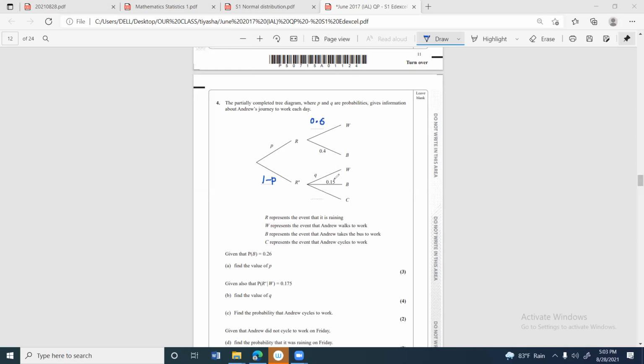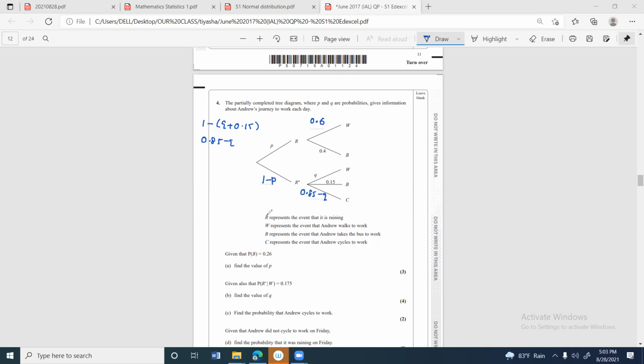Then the addition of these three should be 1. Therefore, this should be 1 minus the addition of these two, which is 1 minus Q plus 0.15, because you know that the addition of these three should be 1. So it turns out to be 0.85 minus Q.